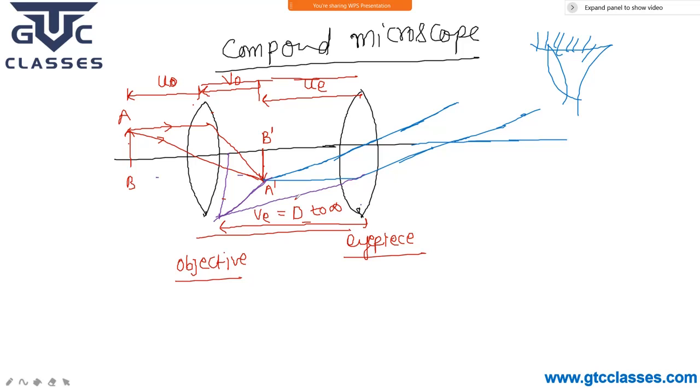Is this clear? Is this image clear? I'm asking. Yes, sir. Correct. Now the question comes here. Generally it is told that the focal length should be more for which lens, objective lens or eyepiece lens? Whose focal length should be more? The objective. And why?